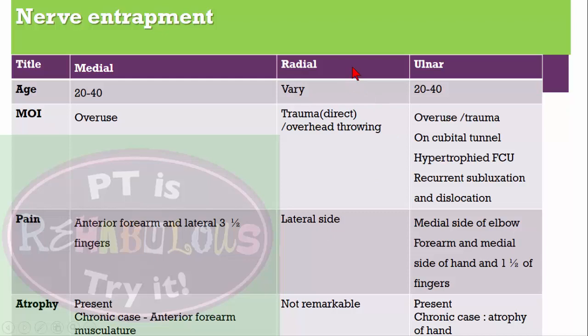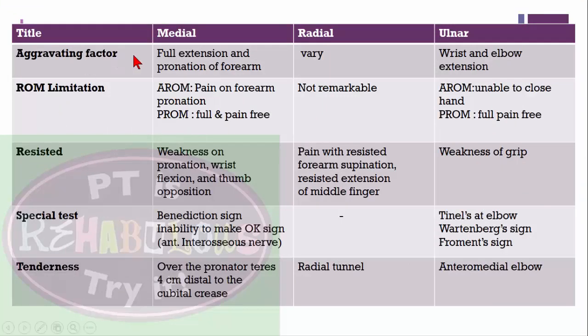Let's learn the radial nerve. If we check radial nerve entrapment, age may vary, but the mechanism of injury is overhead throwing or trauma. Pain is located on the lateral aspect of the forearm, and atrophy is not remarkable. Aggravating factors may vary, and range of motion is not remarkable. On resisted isometric testing, there is pain with resisted supination and extension of the middle finger. Tenderness is present over the radial tunnel.